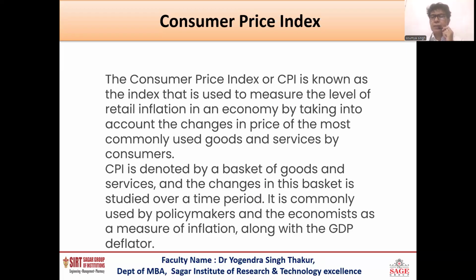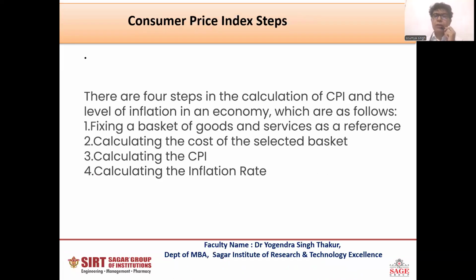CPI is denoted by a basket of goods and services, and the changes in this basket are studied over a time period. It is commonly used by policymakers and economists as a measure of inflation, along with the GDP deflators. There are four steps in the calculation of the CPI and the level of inflation in an economy, which are as follows. First one is fixing a basket of goods and services as a reference. Second, calculating the cost of the selected basket. Third is calculating the CPI. Fourth is calculating the inflation rate.